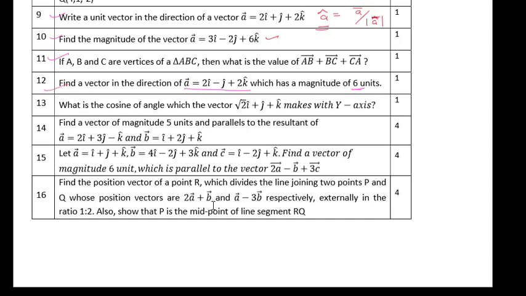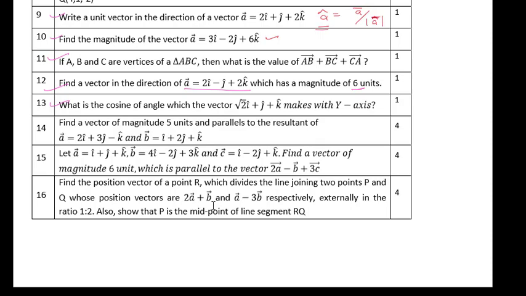13th question: what is the cosine of the angle the vector makes with the y axis? For the cosine of the angle with y, it will be b upon root of a square plus b square plus c square. You know a, b, c are root 2, 1, 1. So root of a square plus b square plus c square is root 4, which is 2. So the cosine of the angle which the vector makes with the y axis will be 1 upon 2. Find the vector. I think this is clear, no need to solve.